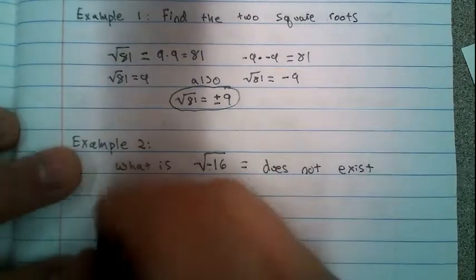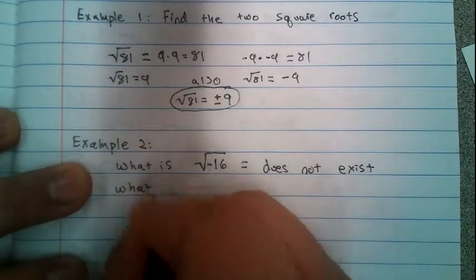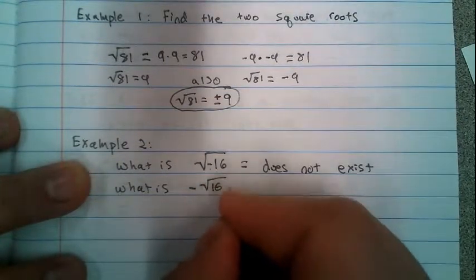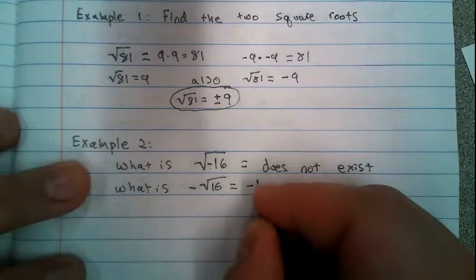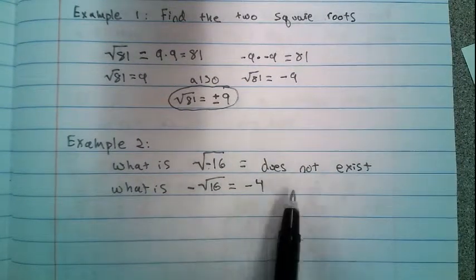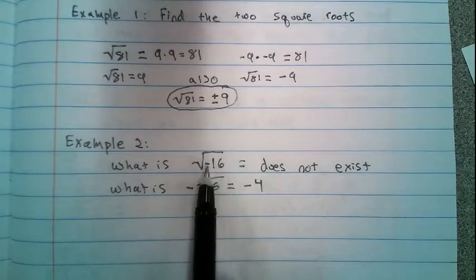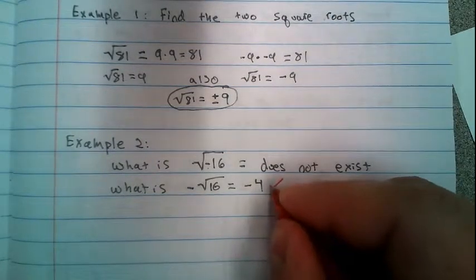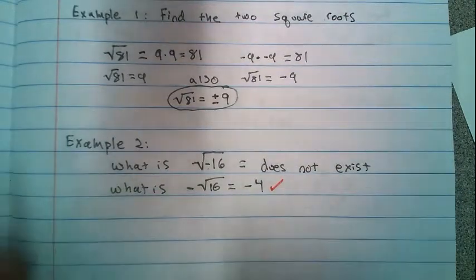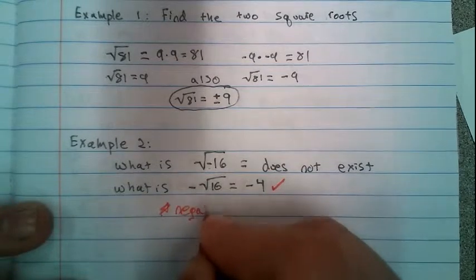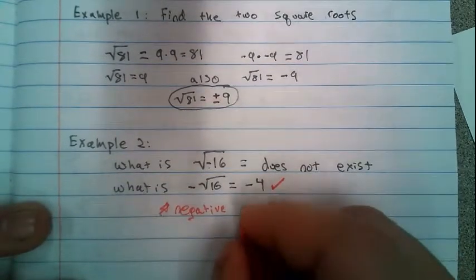Okay. However, the negative square root of 16 is negative 4. So if the negative is on the outside, it's okay. If it's on the inside, it's not okay. Okay, so the negative can't be on the inside.